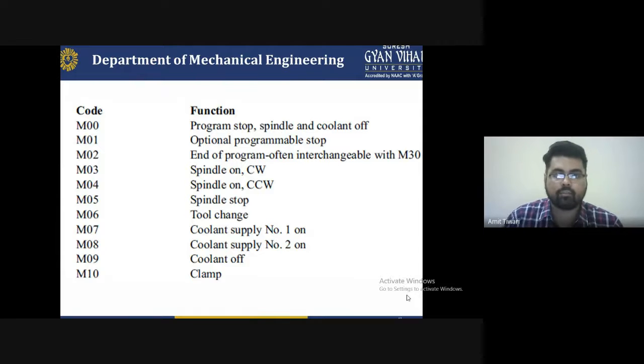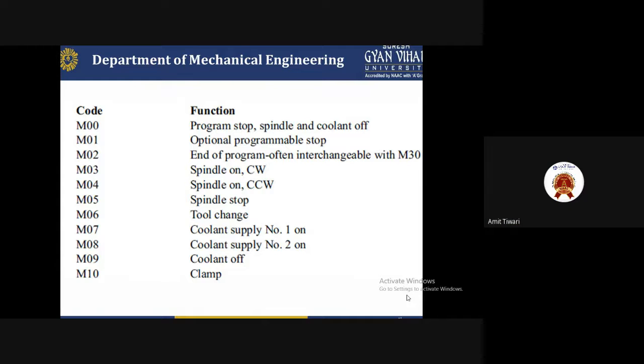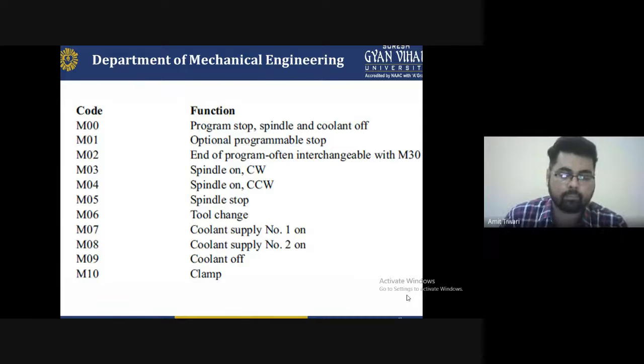So basically there are different types of functions available for each code, and each code is different from the others. Whenever you want to turn the coolant on for supply 1, you put the code M07. If you want to turn the coolant on for supply 2, you put the code M08 in the programming. These are the differences between the programs, and very unique features are available in the M code. In the series from M00 to M10, and in total the numbers go from M00 to M99, each and every term has a unique, specific function.